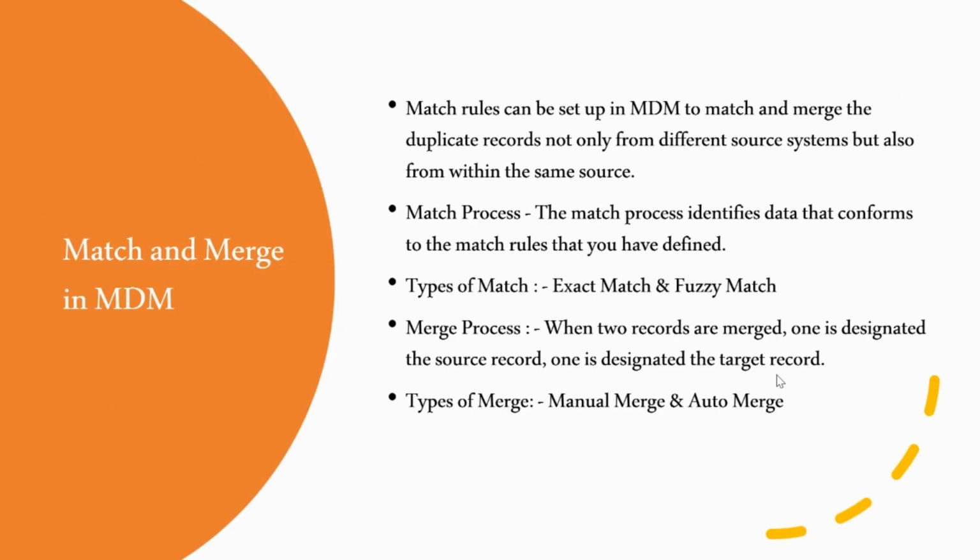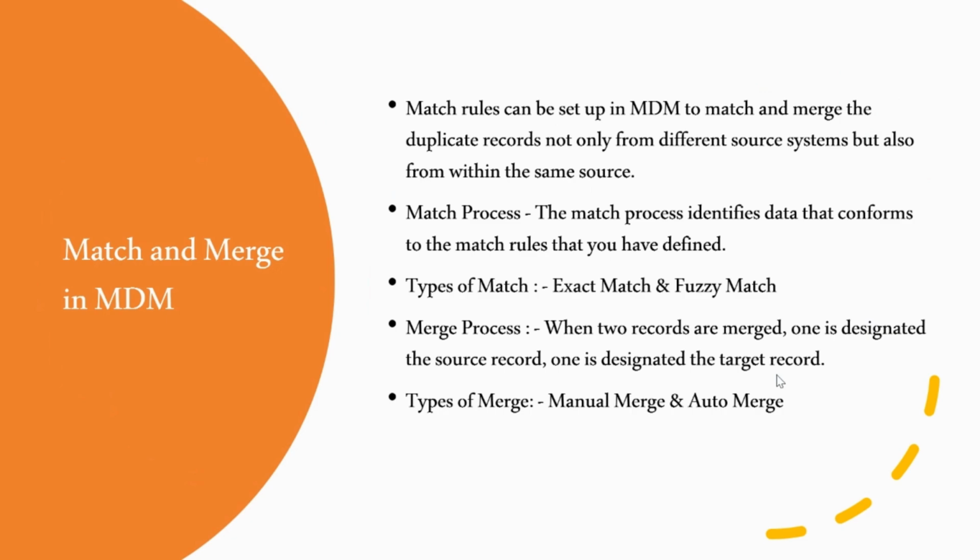And then match and merge in master data. So match and merge is one of the main components of master data management. Why? Because as I said, the use of MDM is when we have data from multiple source systems. So when I'm getting data from multiple source systems, I have to match the data. I mean, which two or three records are similar. That is what matching is used for.